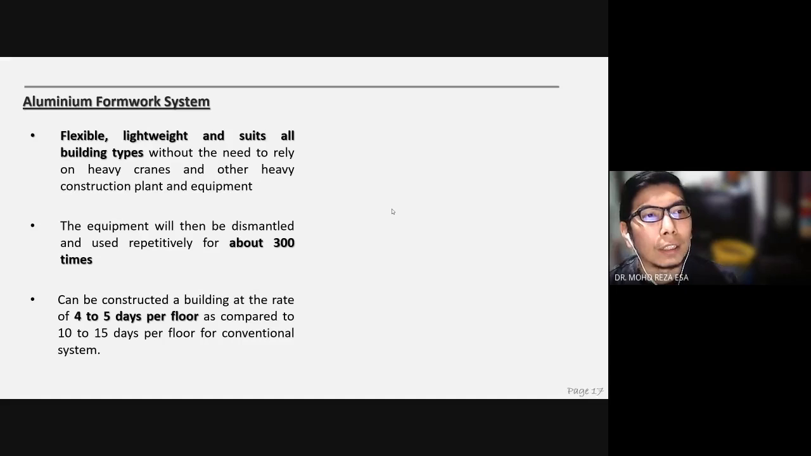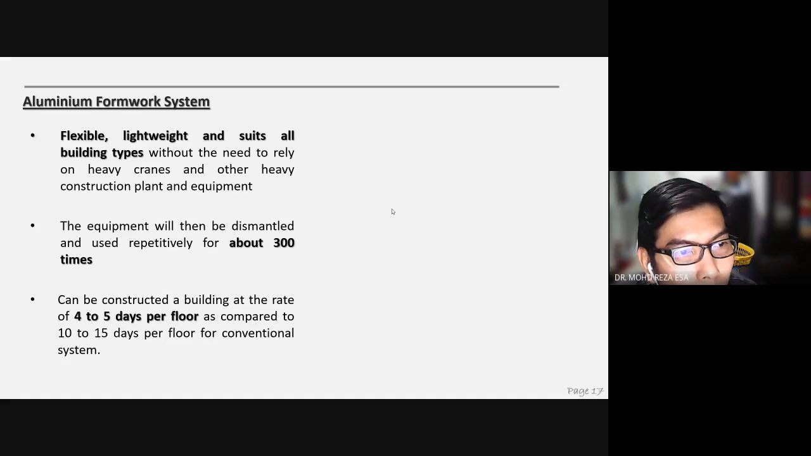So then the equipment will be dismantled and used repetitively for about 300 times. Okay, so dia boleh guna secara berulang lebih kurang 300 kali. So that's the good thing about aluminium formwork system. Banyak kali you boleh guna.